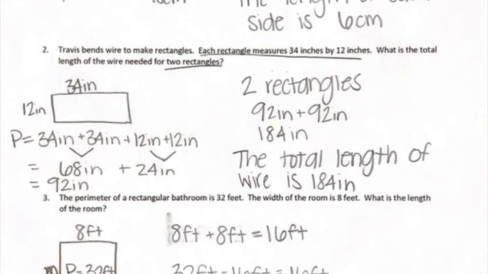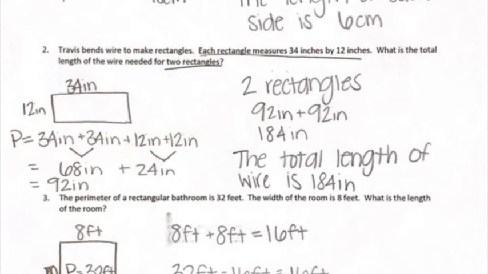Number 2 says that Travis bends wire to make rectangles. Each rectangle measures 34 inches by 12 inches. What is the total length of the wire needed for 2 rectangles? So in the problem, I've gotten my length and my width. So I draw my rectangle with 12 inches by 34 inches. So I'm going to find the perimeter. I add the like sides first. 34 inches plus 34 inches plus 12 inches plus 12 inches. That turns into 68 inches plus 24 inches, which equals 92 inches.